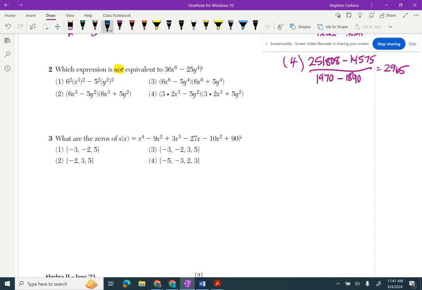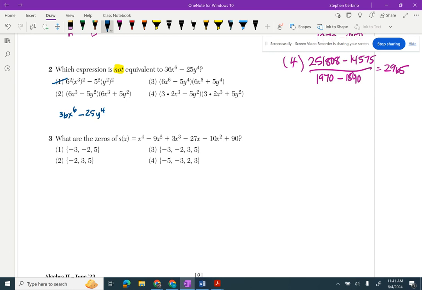But if you look at choice 1, this would multiply out. 6 squared would make 36. X to the third raised to another power of 2. Power to power gets multiplied, so we're practicing our exponent rules here. 5 squared is 25. Y squared to the second power becomes y to the fourth power, so that's the same.